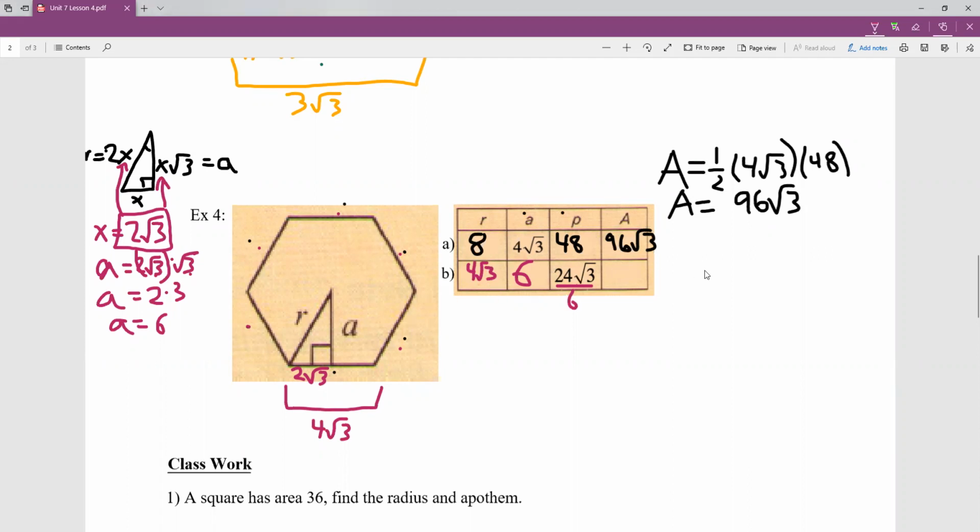All right. Now to find the area. So the area, the formula is the same. 1/2 the apothem, which is 6, times the perimeter, which is just 24 root 3. Multiply that out. 3 times 24 is 72, so 72 root 3 is the area of that second situation.